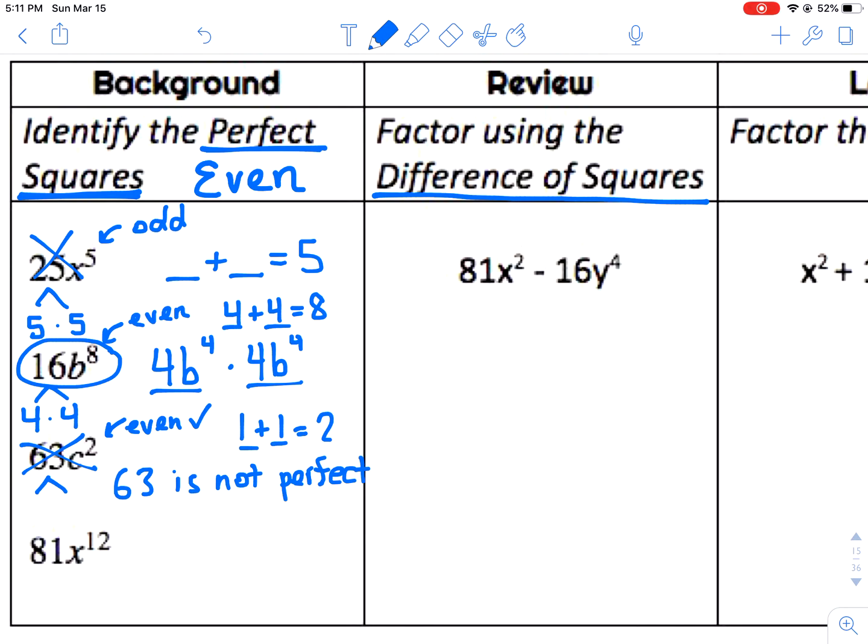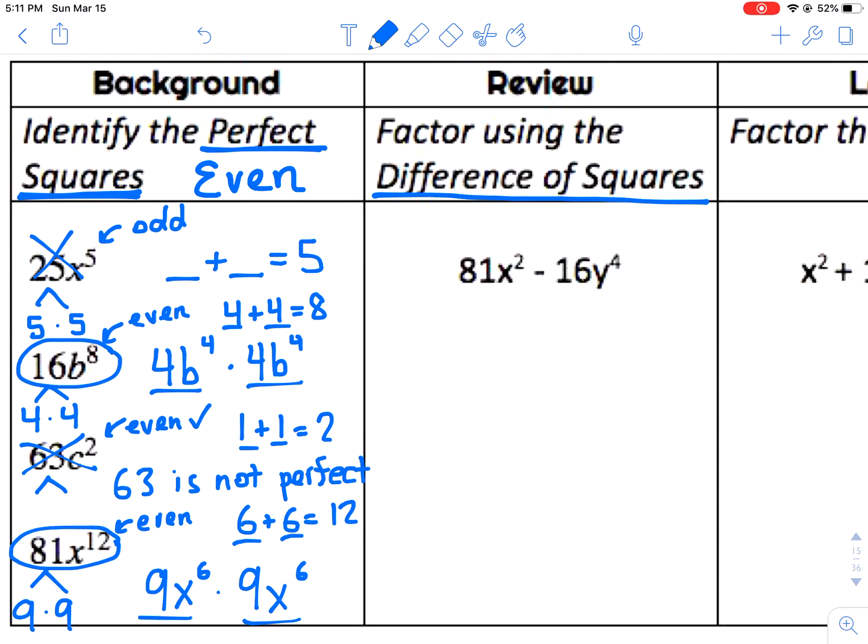The last one, we have 81. 81 can be split into 9 times 9. 12 is even because 6 plus 6 equals 12. So we have 9x^6 times 9x^6. These are the same. Thus, this is a perfect square.